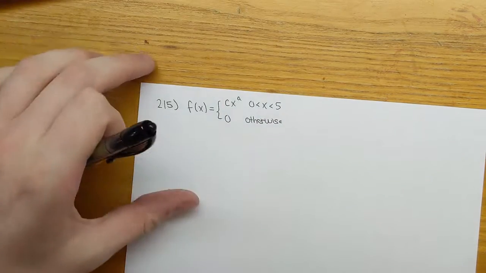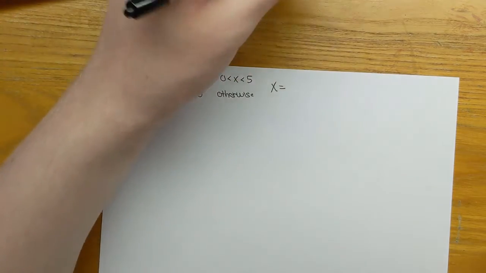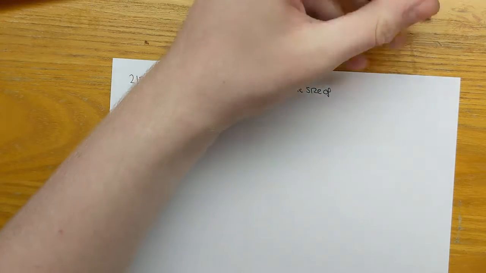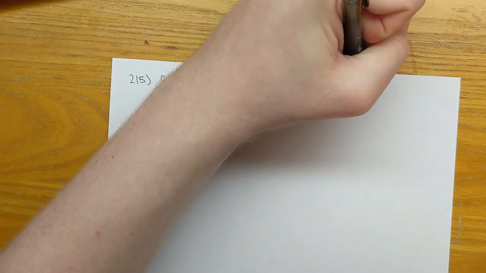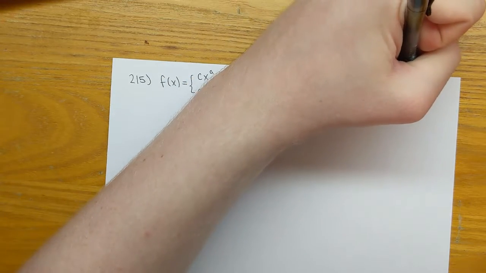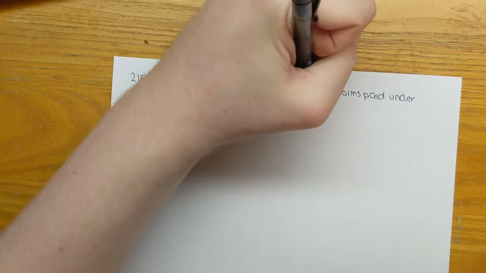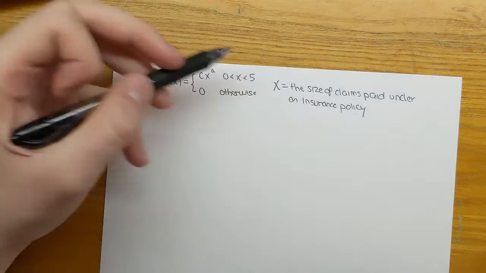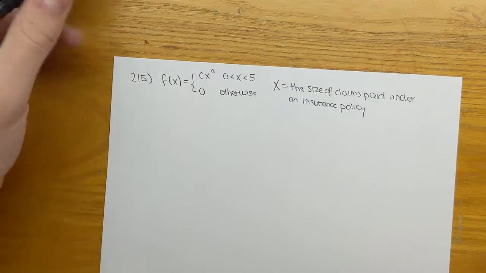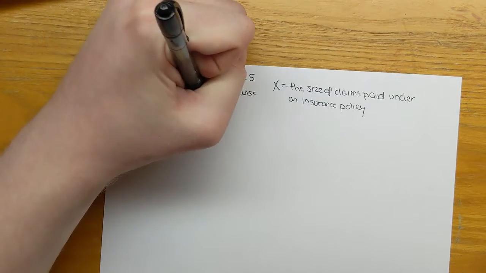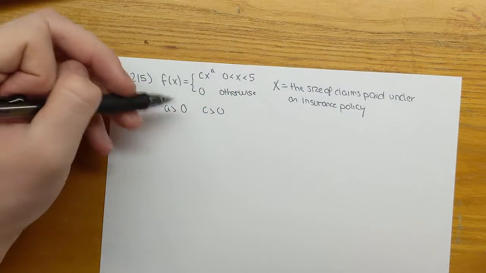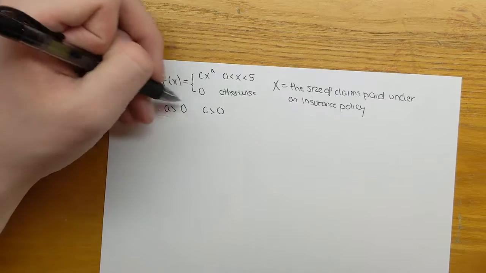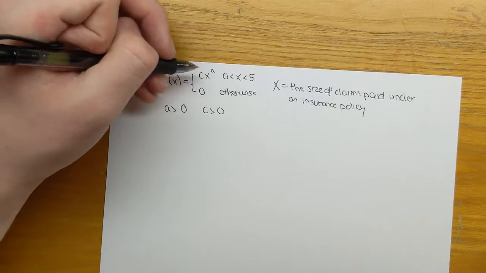And I'm going to define my random variable x as x is equal to the size of claims paid under an insurance policy. So we defined our variable and we have our distribution function. And this is defined for a is greater than 0 and c is greater than 0. So we can see that a and c are some constants. So our goal here in the end is we want to be able to use these a and c to find what they're asking of us.